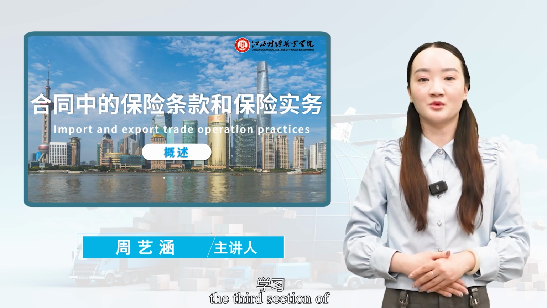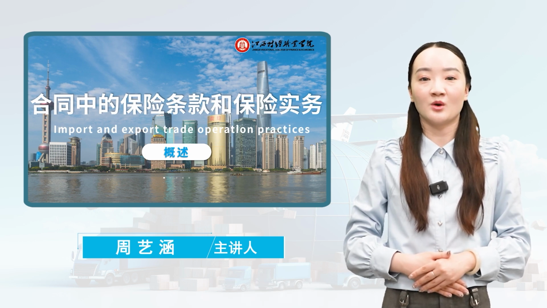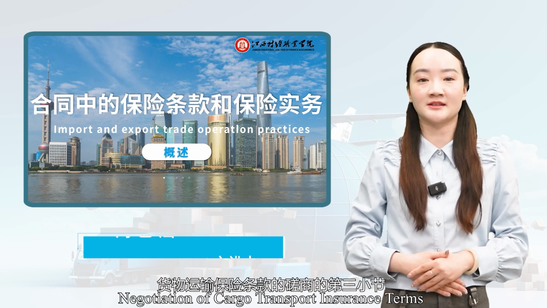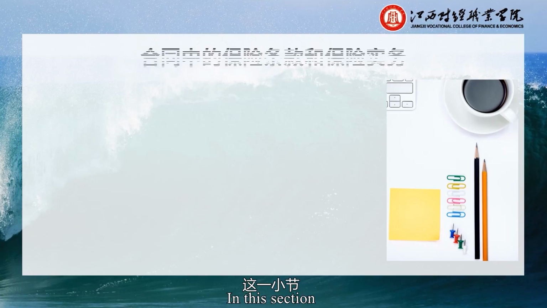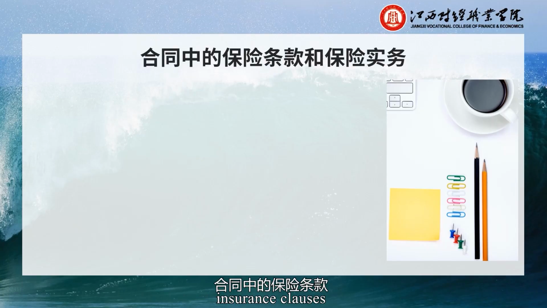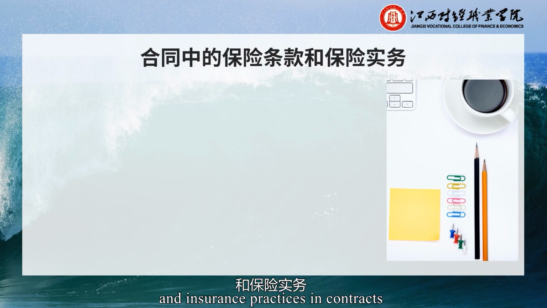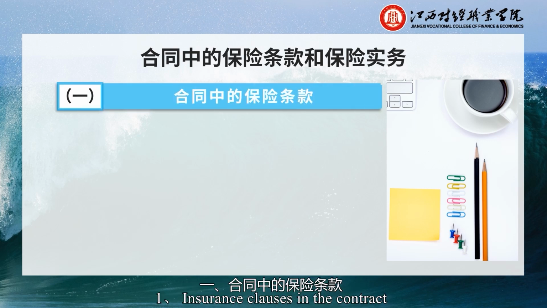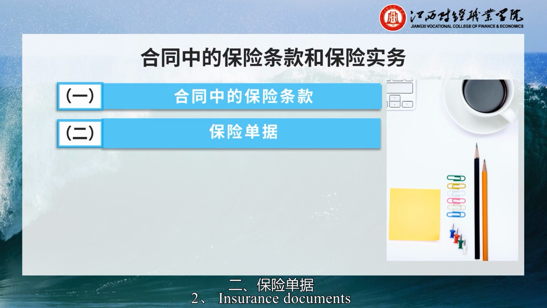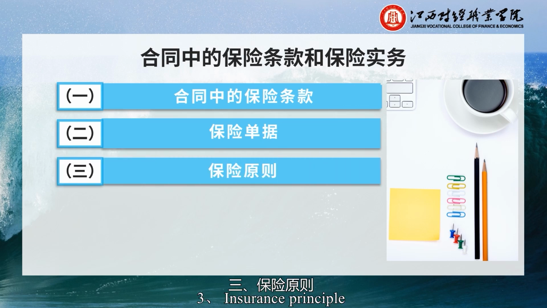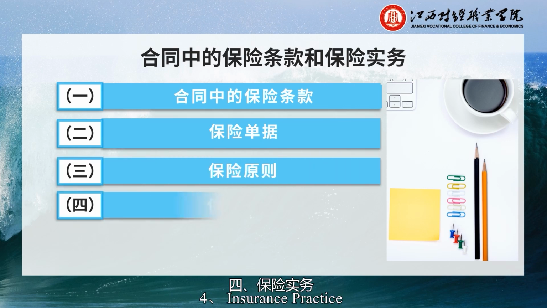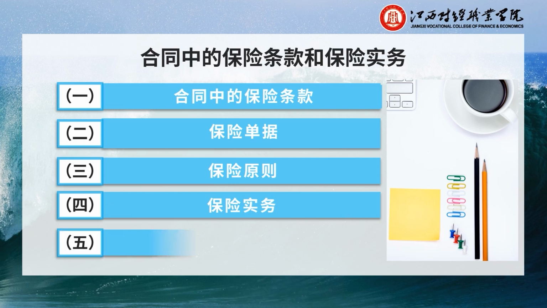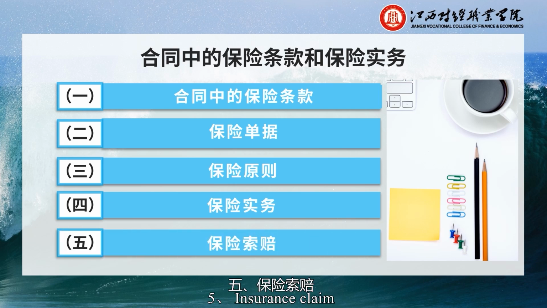Today let's learn together the third section of Chapter 5, Negotiation of Cargo Transport Insurance Terms. In this section, we will mainly learn about insurance clauses and insurance practices in contracts. The main content of our class today is, first, insurance clauses in the contract, second, insurance documents, third, insurance principle, fourth, insurance practice, fifth, insurance claim.